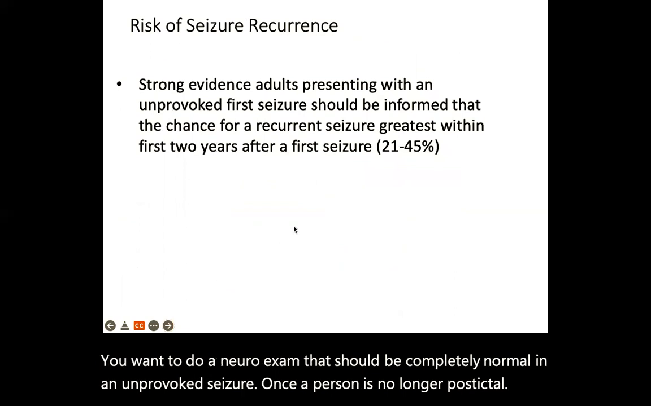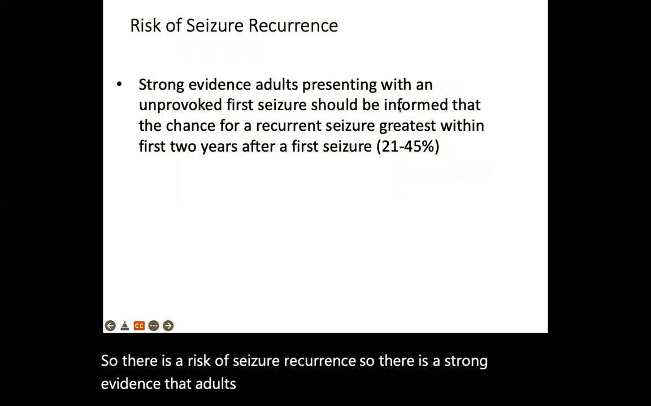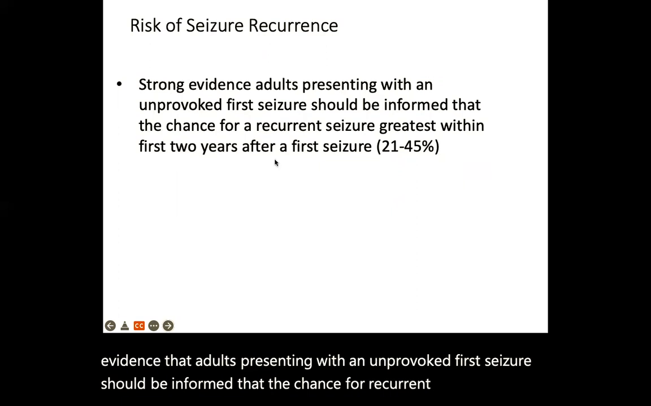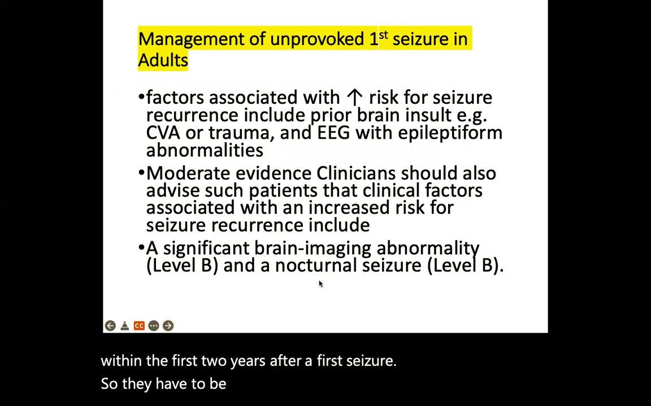So there is a risk of seizure recurrence. There is strong evidence that adults presenting with an unprovoked first seizure should be informed that the chance for a recurrent seizure is greatest within the first 2 years after a first seizure. So they have to be very careful.